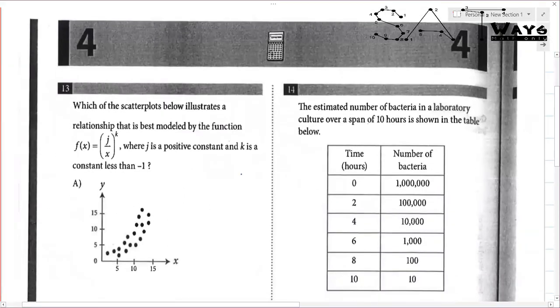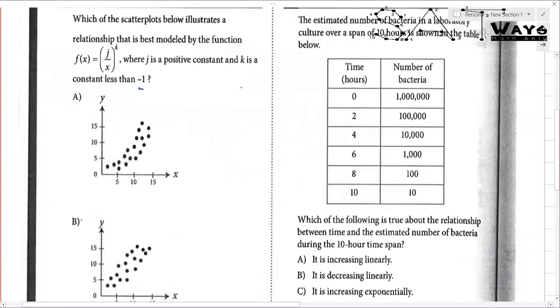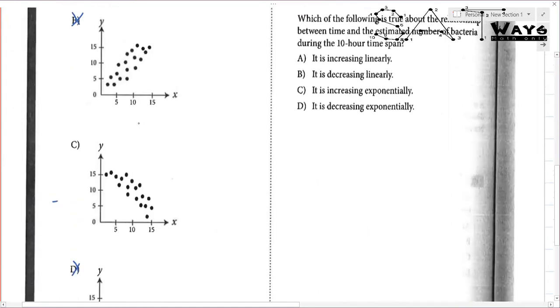Which of the scatter plots below illustrates the relationship that is best modeled by the function f of x equals j over x to the power k, where j is a positive constant and k is a constant less than -1. Less than -1 means maybe -2, -3, -4, anything like this. So it's obviously not linear, because the power is less than -1. So it's not B and it's not D. So maybe C, maybe A.